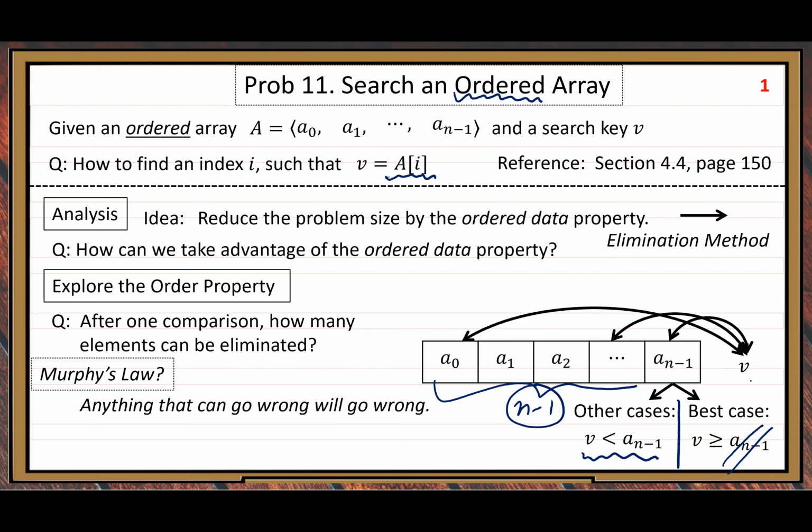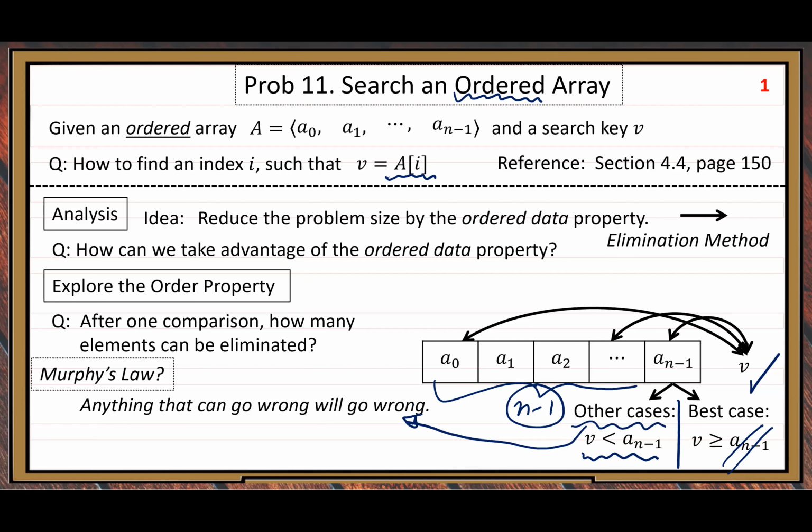Because the best case, that's something we like to have. This other part means we need to do a lot more work. We don't want to see this case. We want to see the best case. So this case for us means something goes wrong, and we want to avoid that.